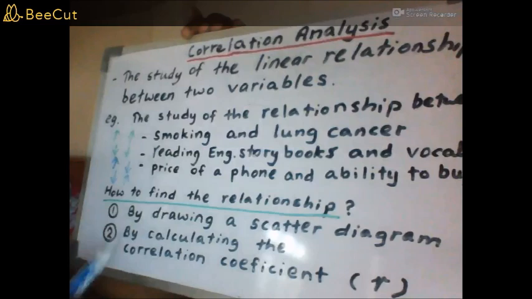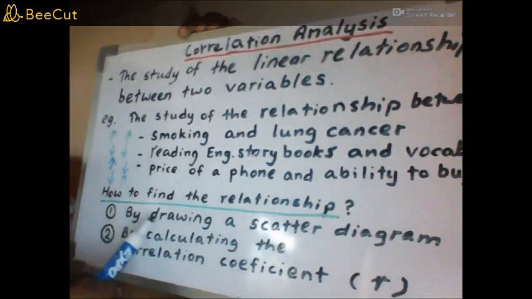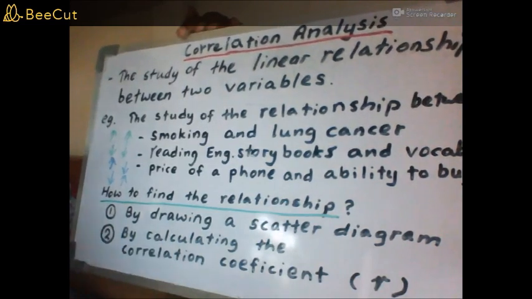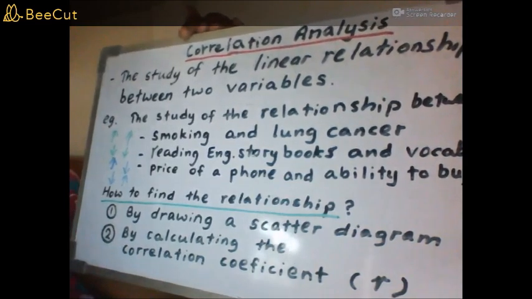What are those two methods? First one is by drawing a scatter diagram and interpret. Second method is by calculating the correlation coefficient, and interpret the correlation coefficient.